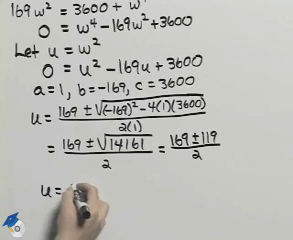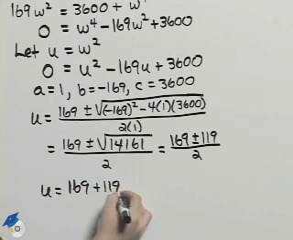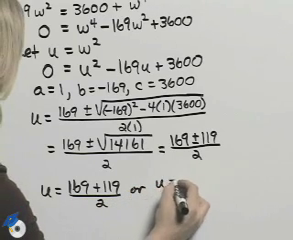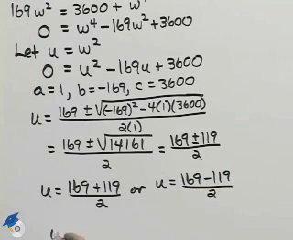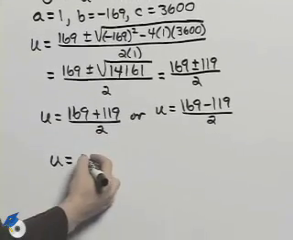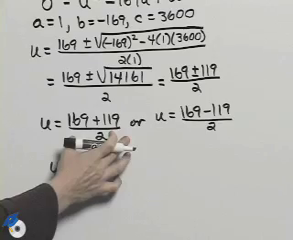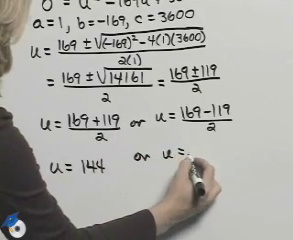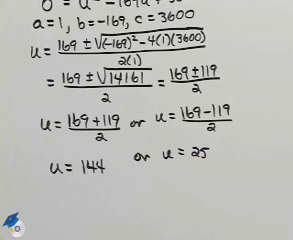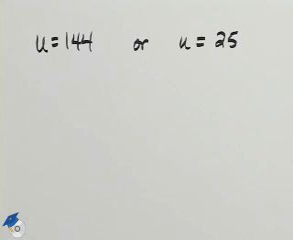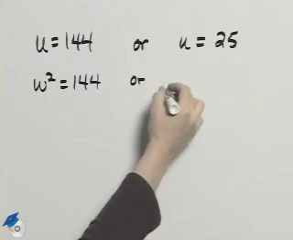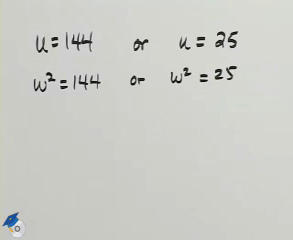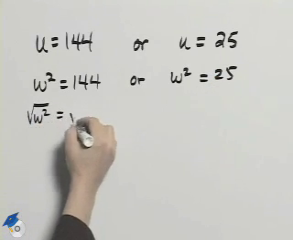We can then set U equal to 169 plus 119 over 2, or U is equal to 169 minus 119 over 2. So we'll have U equal to 144 when we evaluate this first expression, or U will be equal to 25 when we evaluate the second expression. Remember that we're trying to find W instead of U. We said that U was equal to W squared, so we can rewrite this as W squared equals 144, or W squared equals 25. We can take the square root of both sides of this equation.